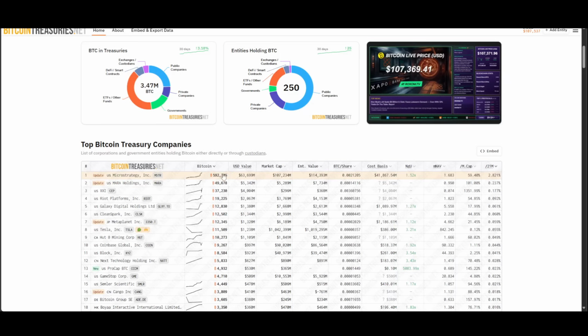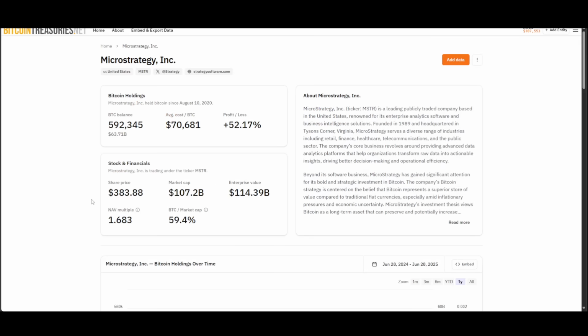Bitcoin Treasuries list, 592,345. They should probably be coming out with another buy this week. Michael Saylor would tease the post on Sunday and then reveal it on Monday. On average this year, they've been buying about 20 to 25,000. So there's a good chance that we see maybe a 10K buy. Let's see if we get a big one.